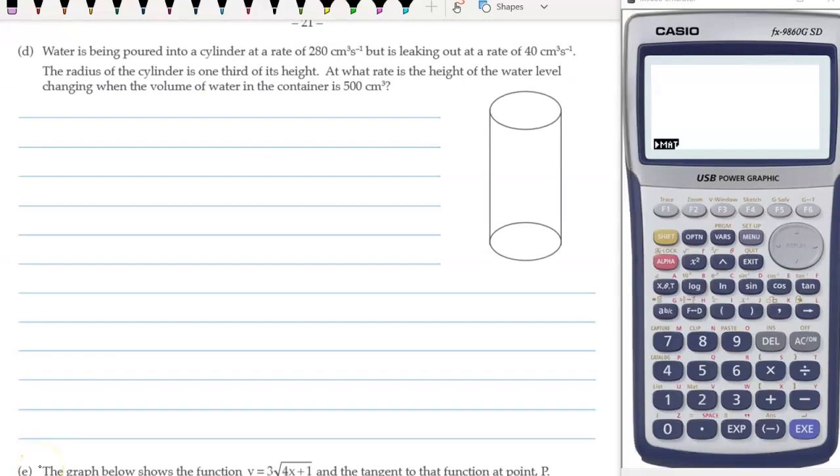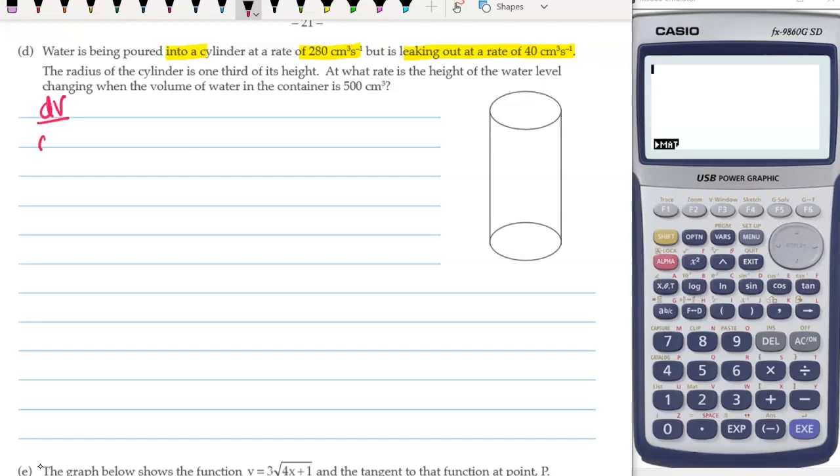For part D, we've got a rate of change question. So let's look at what we're being told. We've got a rate here of the water's going in at a rate of 280, but leaking out at a rate of 40. So overall, our volume is changing. So the rate at which the volume is changing is to have a plus 280 and then a minus 40. So overall, it's going to be increasing by 240 centimeters cubed per second.